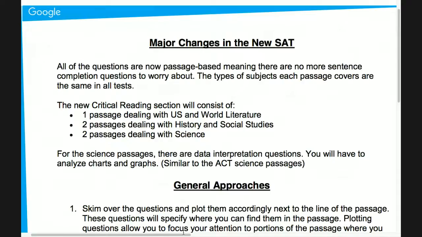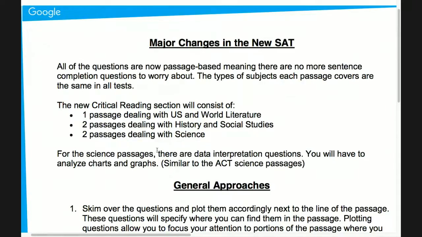Okay, so the critical reading section will consist of one passage dealing with US and world literature, 2 passages dealing with history and social studies, and 2 passages dealing with science. As you'll be practicing with the practice SAT tests, you will be able to figure out what kind of passages are easiest for you, and you probably want to do those first if you're finding you don't have enough time to complete all of the passages.